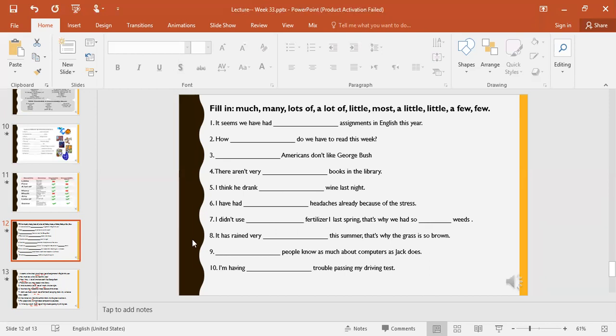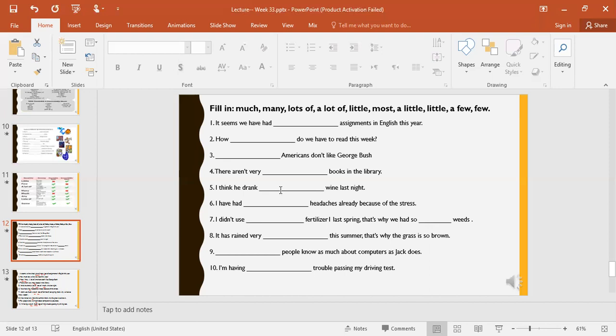Very good. It has rained very this summer. That's why the grass is so brown. If the grass is brown, it means it hasn't rained a lot. It has rained very little. Yes, very good. Because the grass is brown, so it has rained very little.